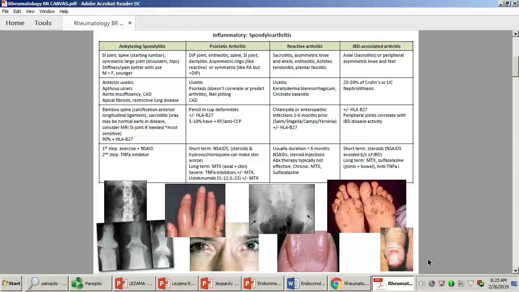Pencil in a cup. Okay, I like that. That's fantastic. So that's a good x-ray finding, pencil in a cup. What else? Nail pitting. So that's a huge one, right? So it's not like 1 or 2 pits.